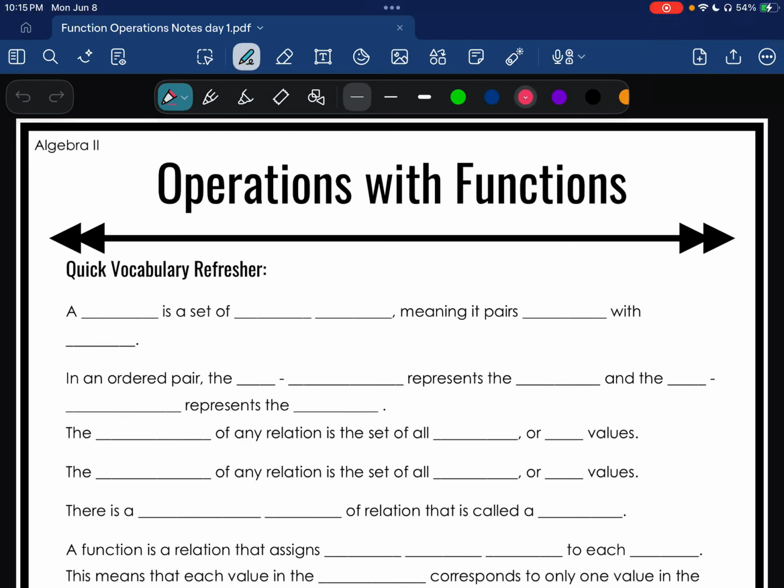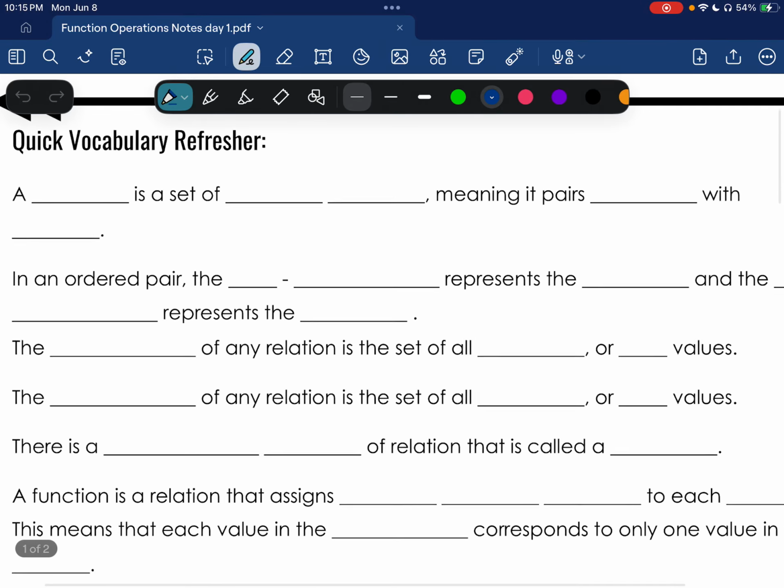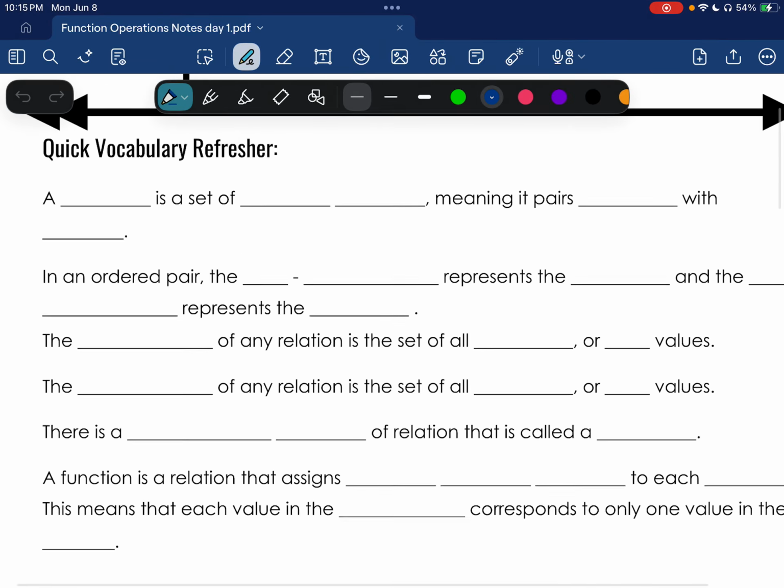What's up today? We're going to talk about operations with functions. And so we are starting off with lots of blanks to fill in. There's some vocab from Algebra 1 you may or may not remember.